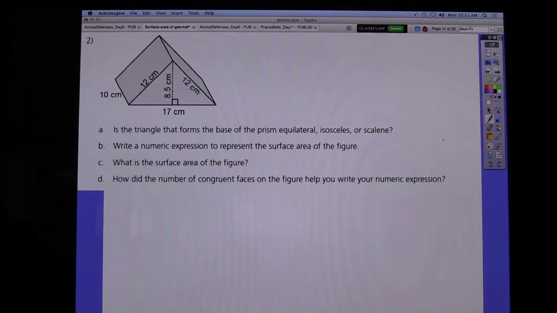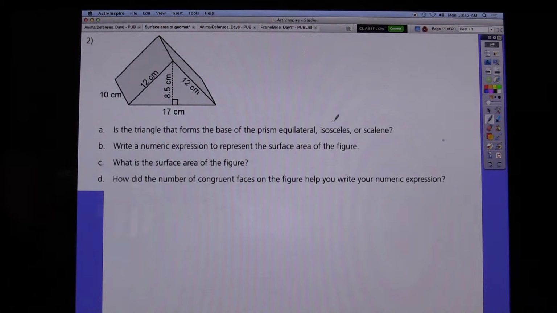And when I look at my shape here, it looks like a triangular prism. And it says A is the triangle that forms the base of the prism, equilateral, isosceles, or scalene. I'll go ahead and address that right now. I'm going to use what I know about the definitions of equilateral, isosceles, and scalene to answer this one. Now, equilateral means that all the side lengths are the same. But when I look at this triangle that makes this base here, and I know that the triangle behind here is congruent, it tells me that this side length is 12 centimeters, this side length is 12 centimeters, but this length is 17. So I know it's not equilateral because all side lengths are not equivalent or equal.